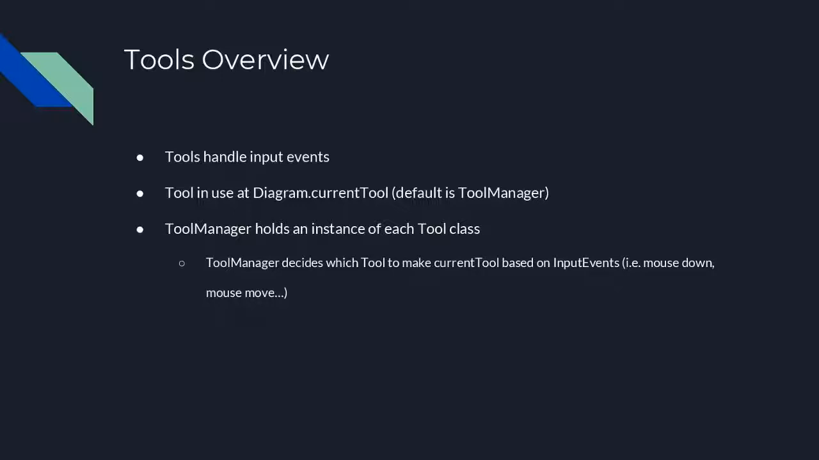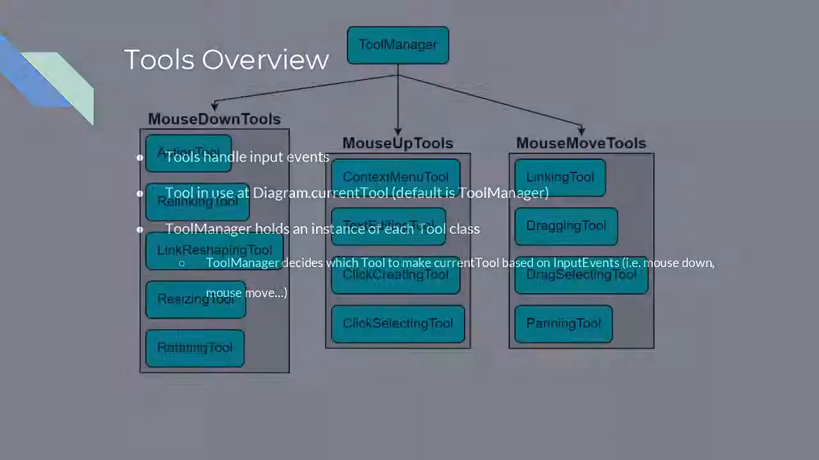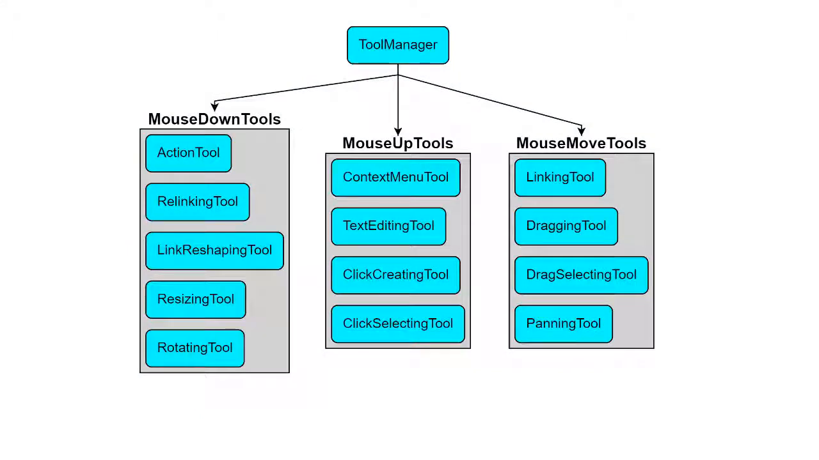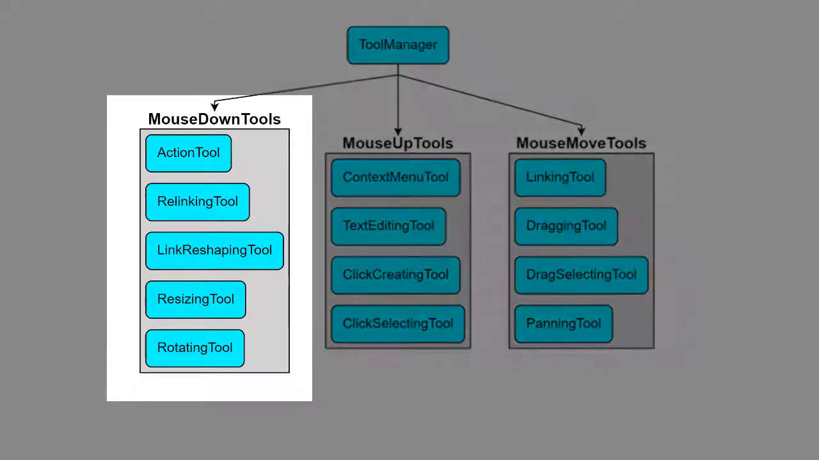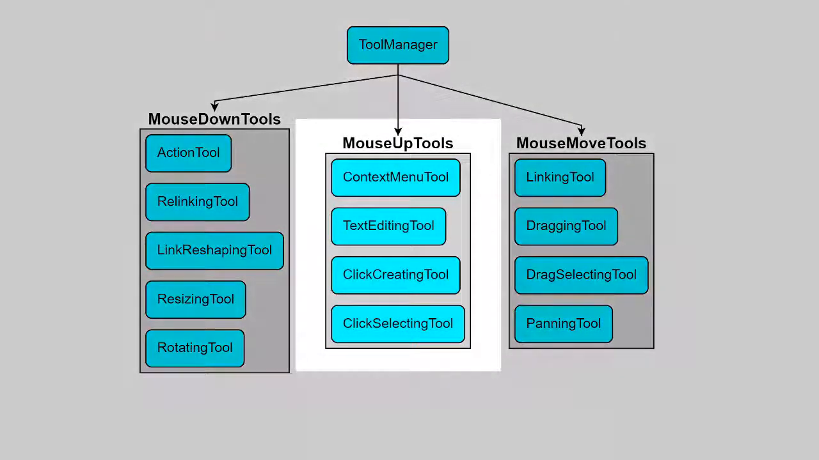The current tool processes all input events, including mouse, keyboard, and touch events, until the tool decides it is finished, at which time the diagram.currentTool reverts to diagram.defaultTool, which is normally the tool manager. Each diagram has an instance of most tool classes, managed by diagram.toolManager. ToolManager stores its tools in properties named after the tools they store. So, for instance, if you wanted to access the resizing tool, you could call diagram.toolManager.resizingTool. The tool manager's tools can be split into three categories: mouse down tools, mouse move tools, and mouse up tools.